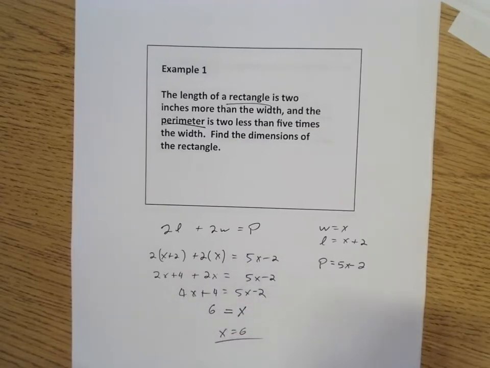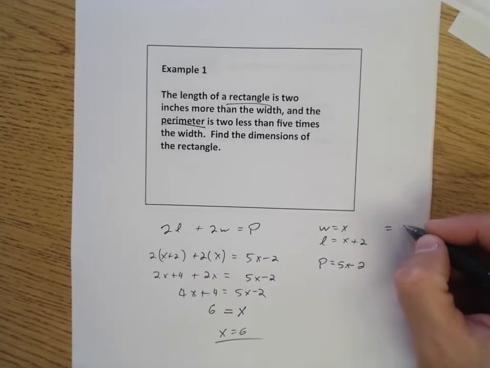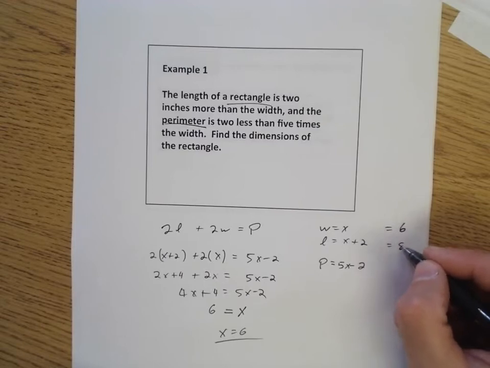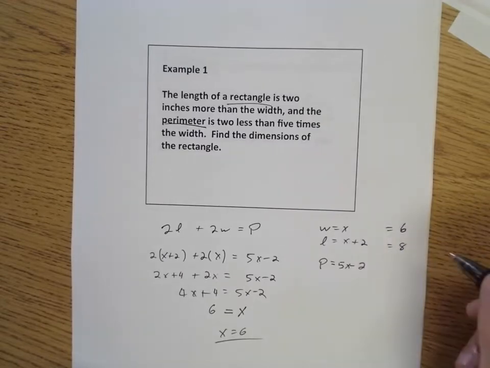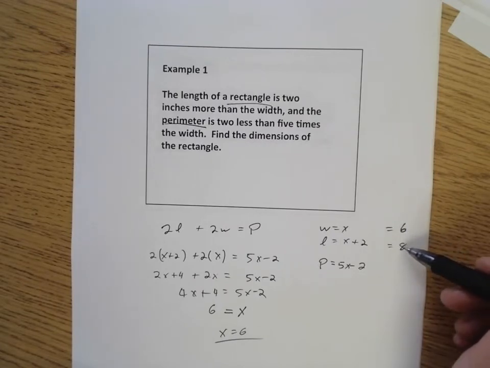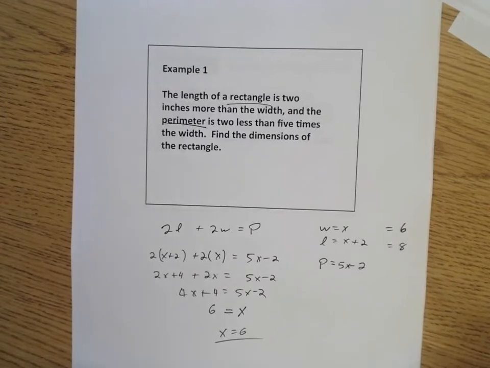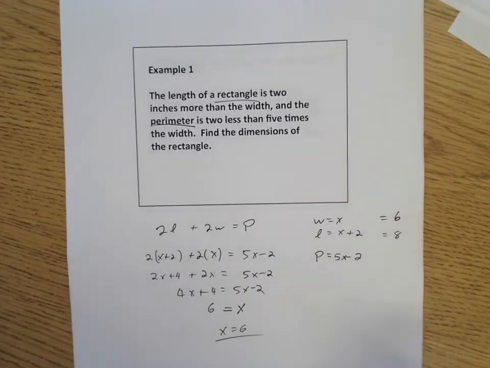Okay? So that means that the width is 6. The length is 8. Okay? If we just double check to make sure that it equals the perimeter, well, 2 times 6 is 12, plus 16 is going to give us 28. So if we just double check to make sure that works with our expression, 5 times 6 is 30, minus 2 is 28, so it does work. Okay, so that's the geometry problem.